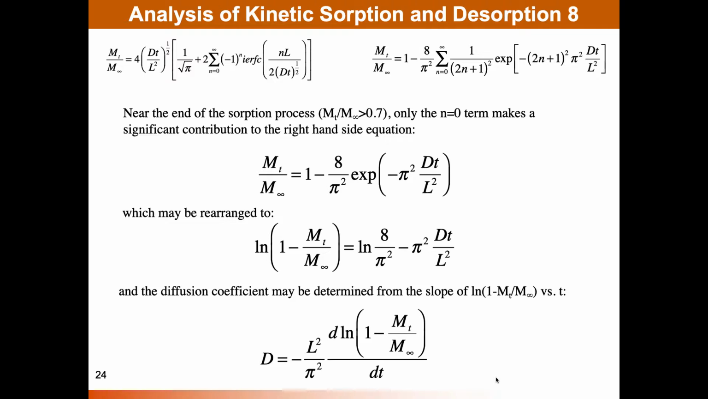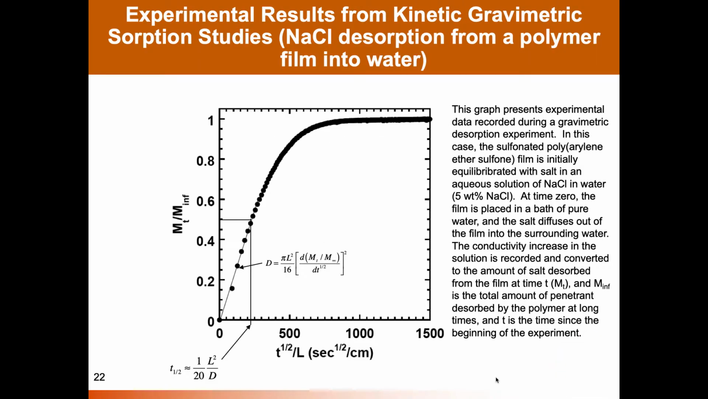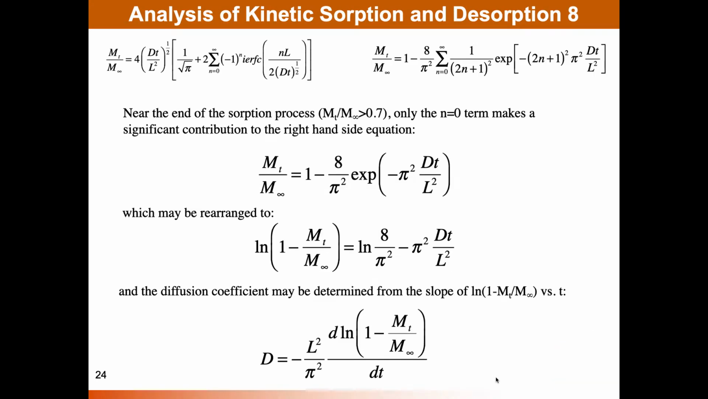From the exponential solution, we get valuable long time behavior. So near the end of this process, when Mt over M infinity is greater than 0.7, that is in the region where the data start to bend over, you get another type of limiting behavior. At long times, only the first term in this infinite series means anything.